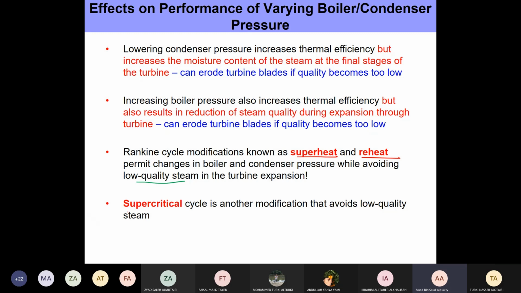There's also, lastly, another modification called a supercritical cycle, where we operate at pressures higher than the critical pressure of water, so higher than 220.6 bar.